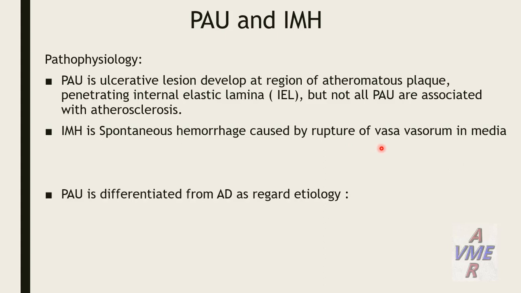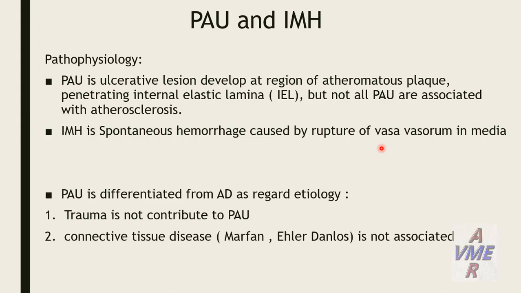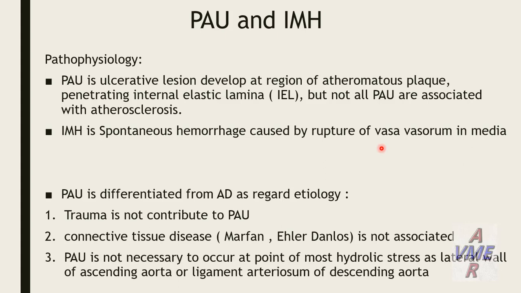Penetrating aortic ulcer is differentiated from aortic dissection as regards etiology in the following points. Trauma is not a contributing factor to penetrating aortic ulcer. Connective tissue disease, like Marfan syndrome, is not associated with penetrating aortic ulcer. Penetrating aortic ulcer does not necessarily occur at the point of the most hydraulic stress, such as the lateral wall of the ascending aorta or the ligamentum arteriosum of the descending aorta.